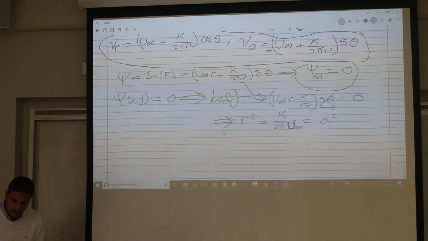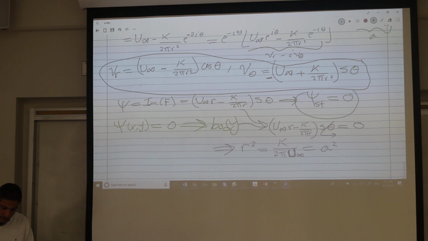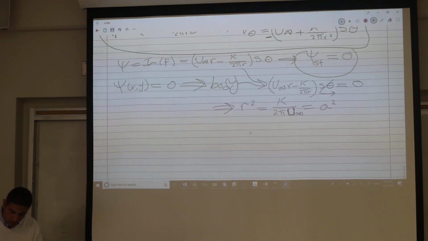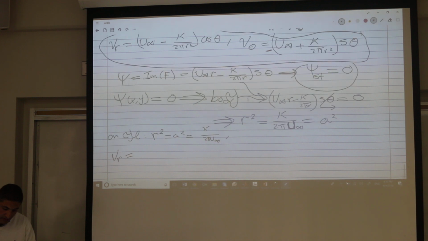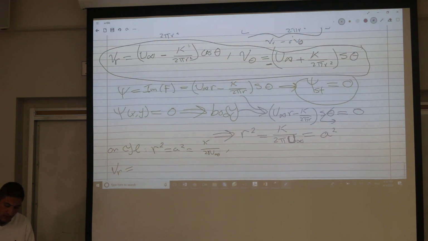So what's the velocity field? Well, here is your velocity field, radial and tangential. At any point in the domain, I'm interested in my body, when r equals this guy and for any theta. So on the cylinder where r is a, k over 2 pi U infinity, I have my v radial. When you substitute r squared by k over 2 pi U infinity, you get what? 0.